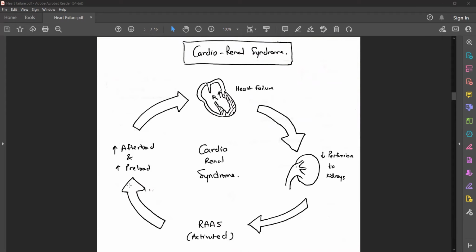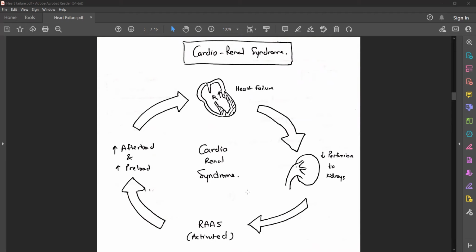So there's going to be fluid and water retention, salt and water retention, and there's going to be an increase in the afterload and preload. Due to this increase in the afterload and preload, it's going to worsen the heart failure, and the heart failure again is going to worsen the perfusion. So this way, the heart and kidneys enter into a vicious cycle, which is called cardiorenal syndrome.